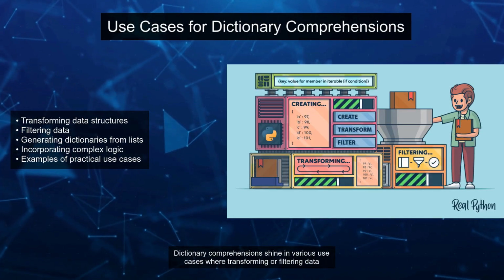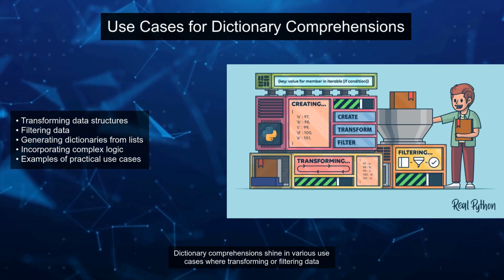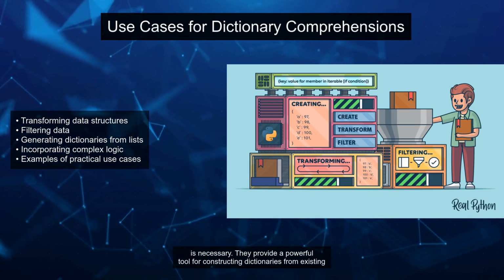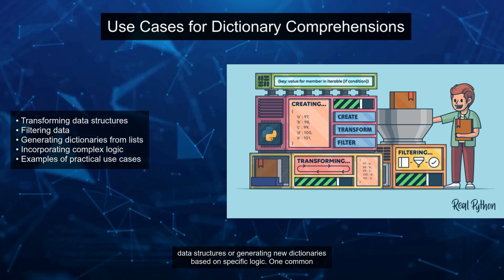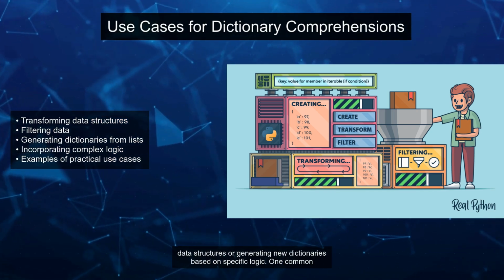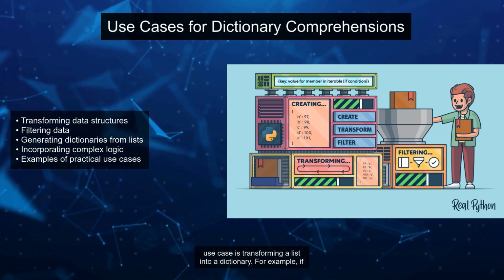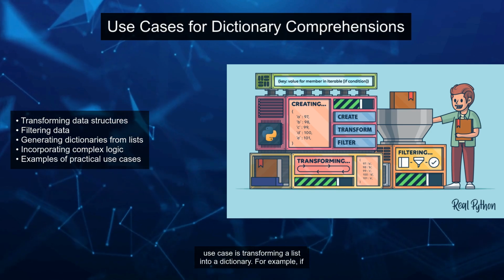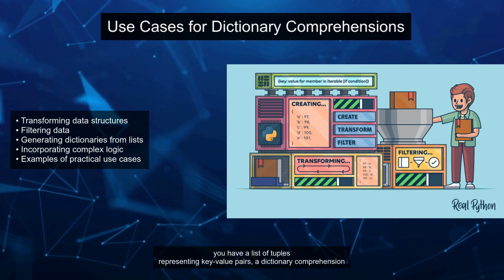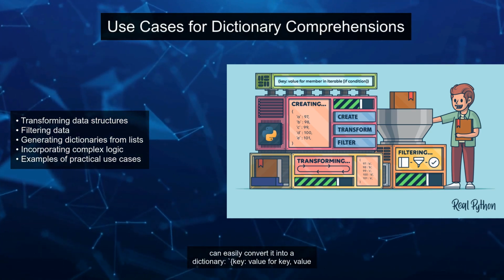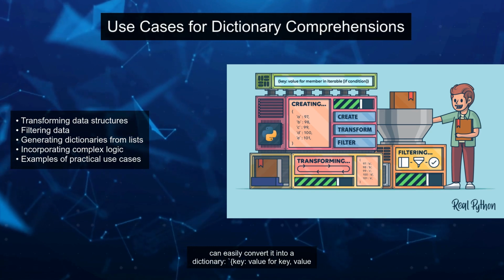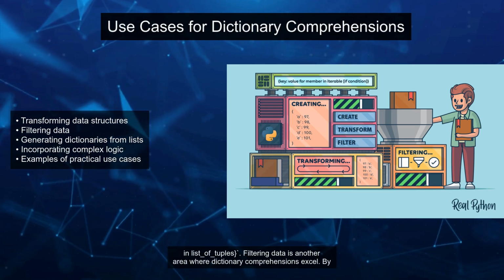Dictionary comprehensions shine in various use cases where transforming or filtering data is necessary. They provide a powerful tool for constructing dictionaries from existing data structures or generating new dictionaries based on specific logic. One common use case is transforming a list into a dictionary. For example, if you have a list of tuples representing key value pairs, a dictionary comprehension can easily convert it into a dictionary: {key: value for key, value in list_of_tuples}.